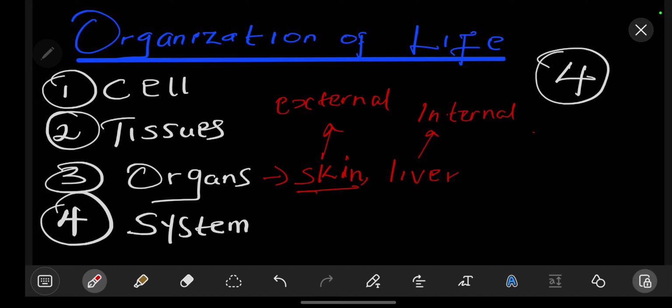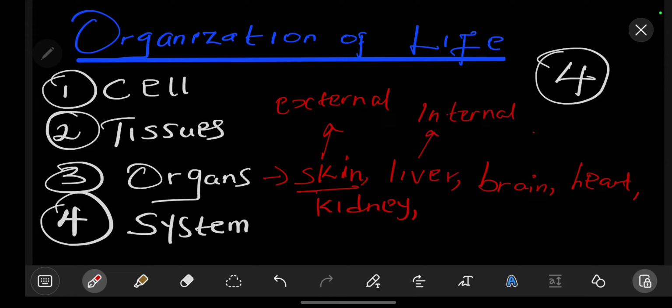All right. Other examples of organs we have the brain. The brain is an organ. We have the heart. It's an organ. Then we have the kidney. Kidney is an organ. So these ones are for animals like humans and other animals alike.